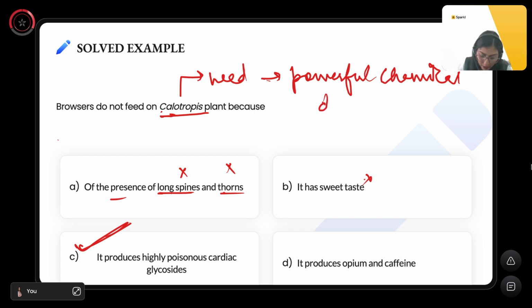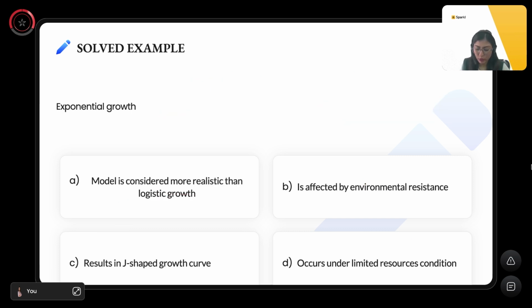Okay, chemical defense mechanism. Okay, so when the cattle, goat or cow, if any such herbivore, if they consume it, so these cardiac glycosides, their cardiac physiology is basically hampered, and they have a severe risk of getting sick. So that's why they tend to stay away from this particular plant. It produces opium and caffeine? No, not at all. Clear? So let us move on to the next question.